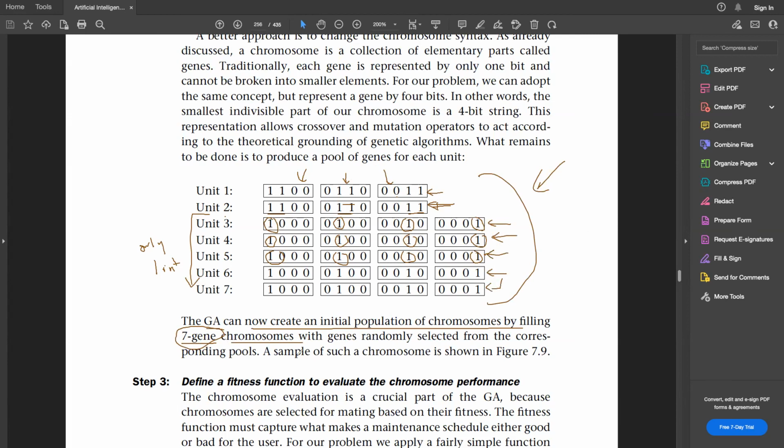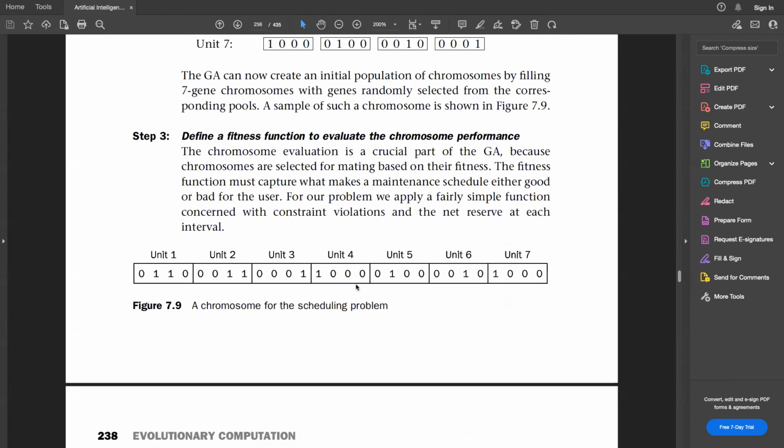So we are told that our algorithm can create an initial population of these chromosomes by filling in the 7-gene chromosome. And they tell us a sample of such a chromosome is shown in figure 7.9. So let me clear everything here and try to find where figure 7.9 is. So yes, figure 7.9 is here. So this is our chromosome.